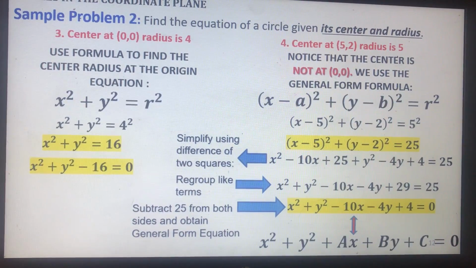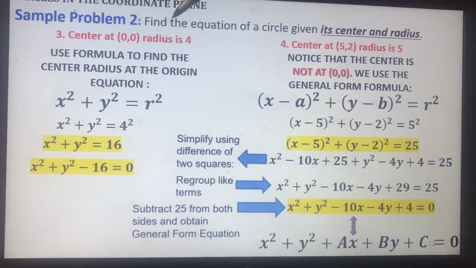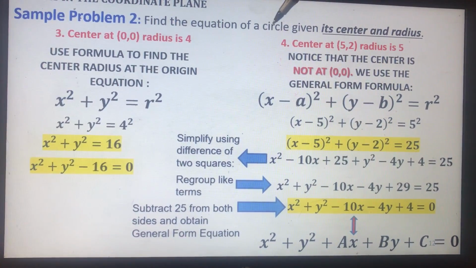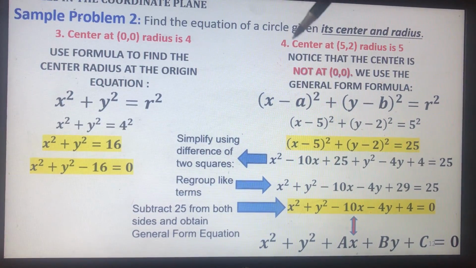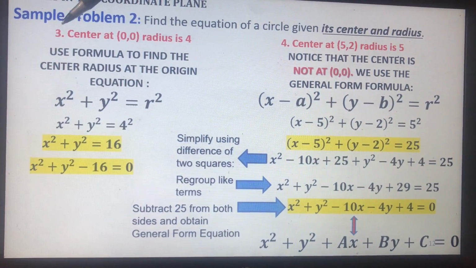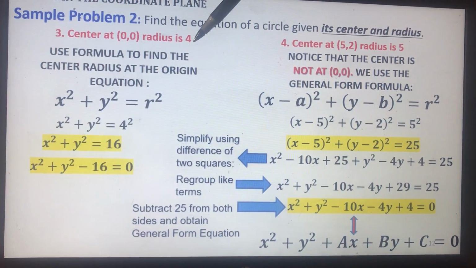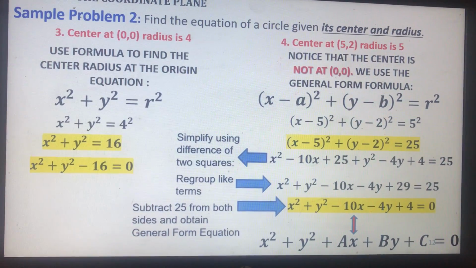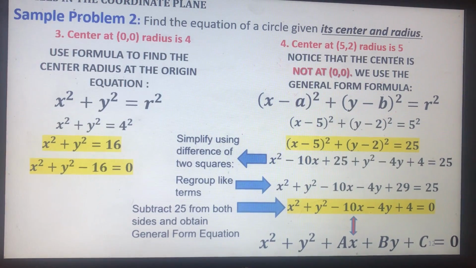Let's bring it all in before we continue. Okay. So in sample 2, we need to find the equation of a circle given its center and its radius. Again, in sample number 2 we have sections 3 and 4. So part number 3, sample problem 2: the center is located at (0, 0), and the radius is equal to 4.